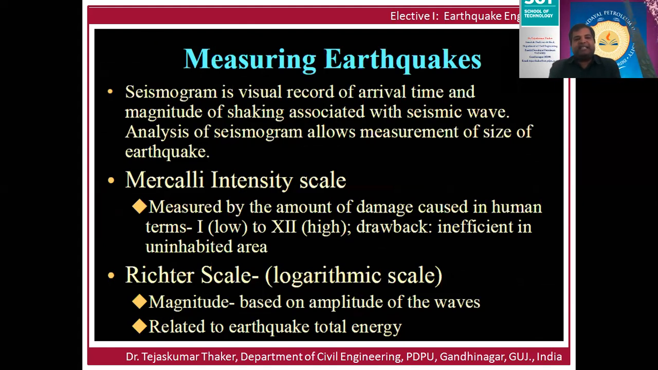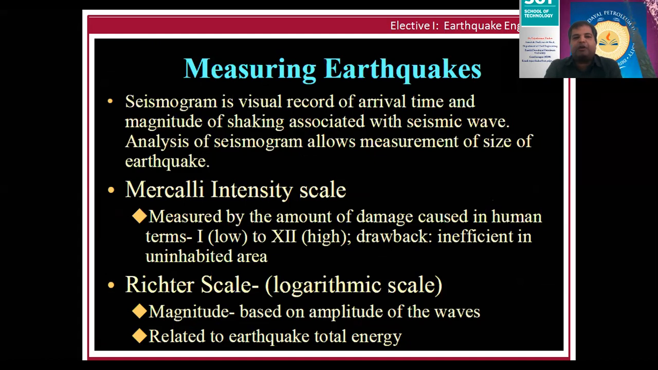Basically, for measuring an earthquake, the seismogram is a visual record of the arrival time and magnitude of shaking associated with seismic waves. The analysis of a seismogram allows the measurement of the size of an earthquake. As you know, a seismograph records the P wave, S wave, and other waves. This earthquake history is called a seismogram.